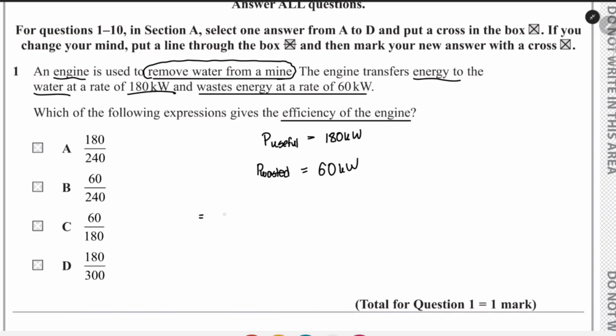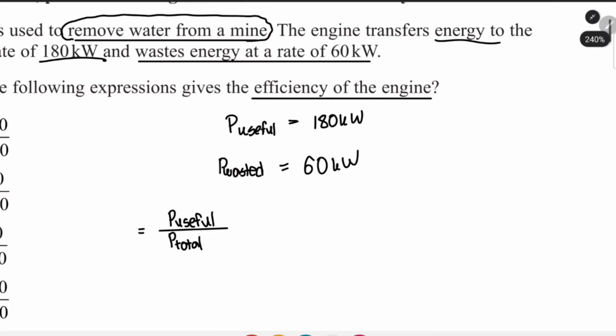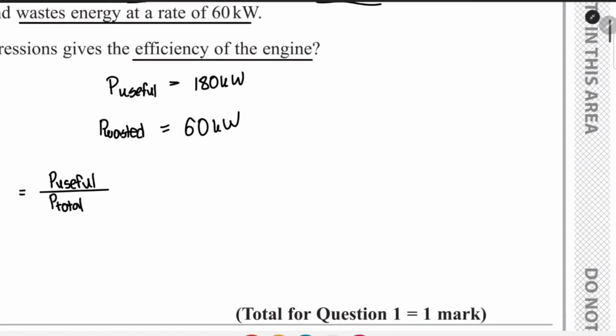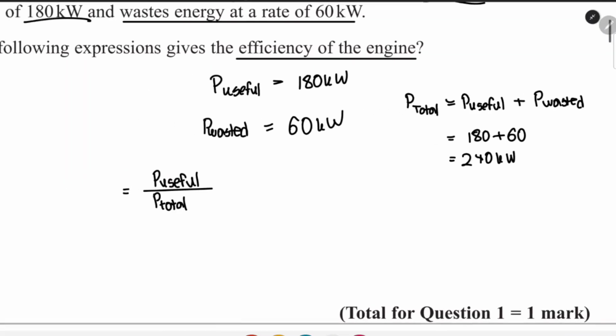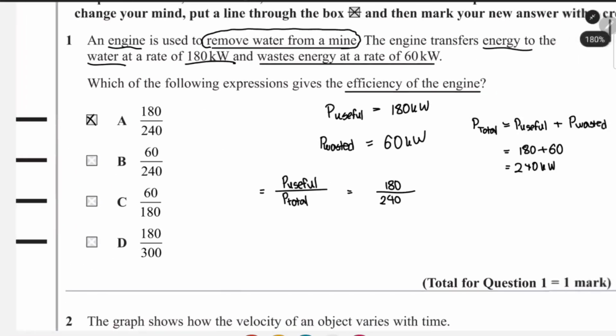The efficiency is equal to the useful power divided by the total power. If we see here, we still don't have the total power. We can just calculate it. The total power is the sum of the useful and the wasted power. So this is 180 plus 60, which is 240 kilowatt. So the efficiency is the useful power, which is 180, divided by 240, which is the total. So option A is the answer.